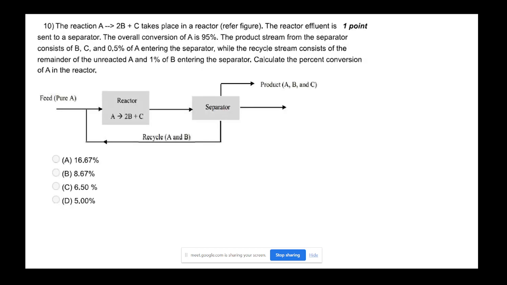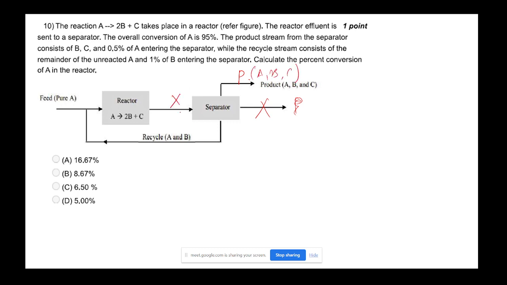Next is the reaction A gives 2B plus C takes place in a reactor. Refer to this figure. Now the reactor effluent is sent into the separator, and the overall conversion of A is 95%. So what does overall conversion mean? Let's say this stream is represented by P. This is the product P stream. It has A, B and C.